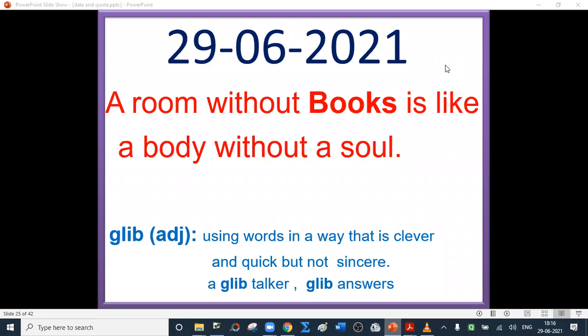Good evening. Today's quote is: a room without books is like a body without a soul. A room without books is like a body without a soul. Today's word is glib, which means using words in a way that is clever and quick but not sincere. A glib talker, glib answers.